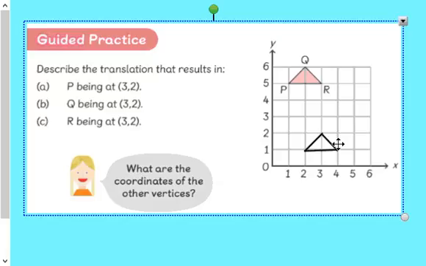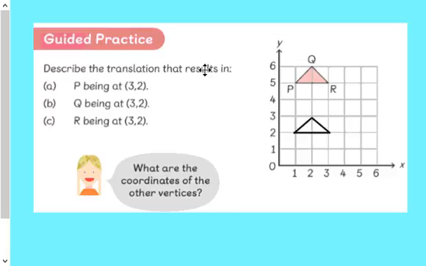So we've got then the other coordinates. We know that Q is 3, 2. P then is going to be this point here. It will be 1, 2, and the other one will be 4, 1. For the final shape, it says that R is going to be at 3, 2. Okay, so this one here is going to be at 3, 2.